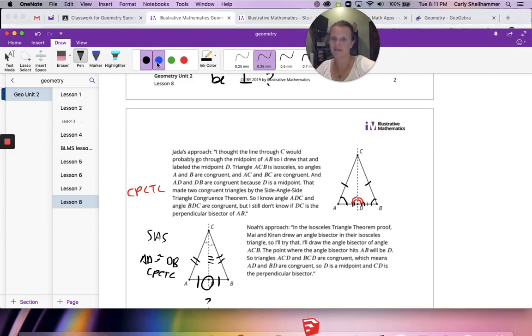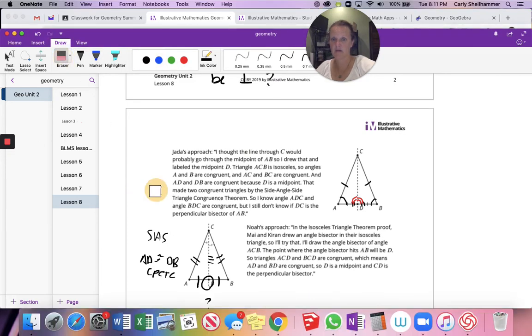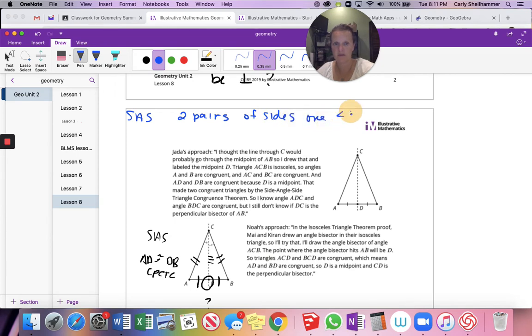Now Jada. Okay, sweet, Jada. I'm going to erase the stuff so that we can talk about Jada. Jada's going to be in blue. So Jada, it's good that we thought about side angle side, because that's what we did. Congruence theorem, and we showed we have two pairs of sides and one pair of included angles. So this is good, and this is good.